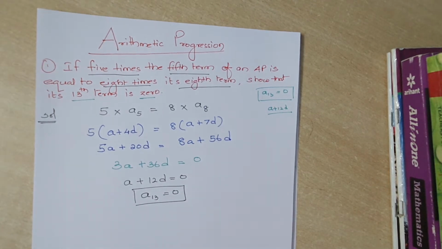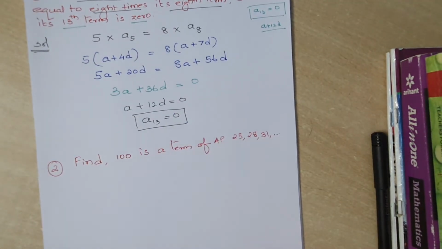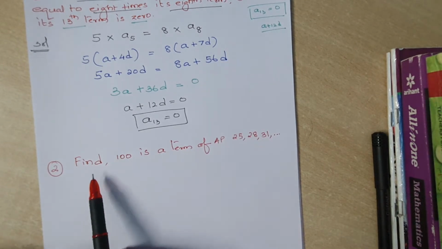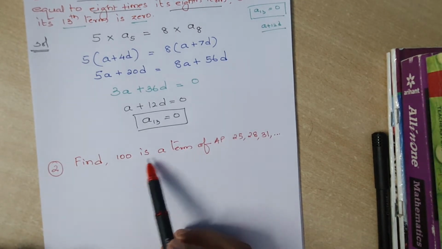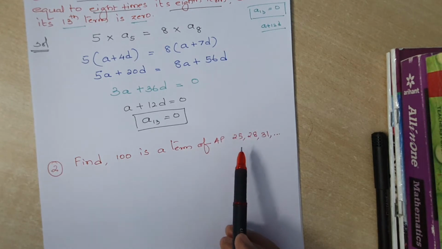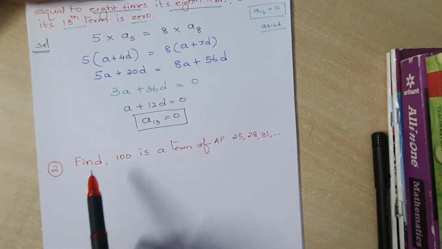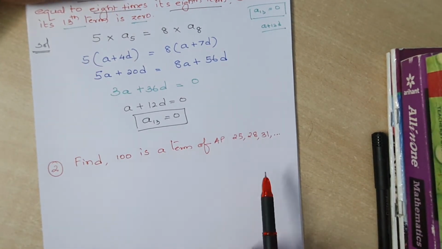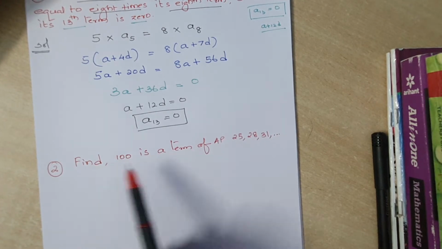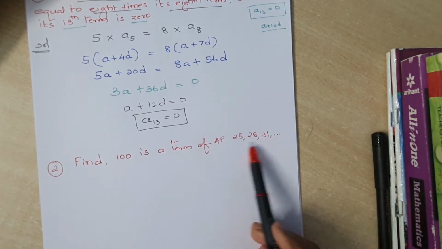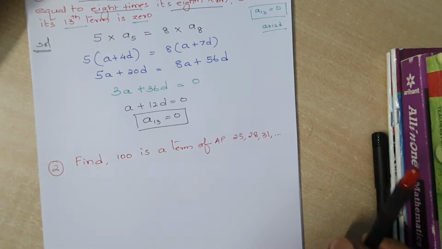Okay, going to the next question. In the second question, find whether 100 is a term of this AP. So we have to check whether 100 is a term of this AP. How to check that?